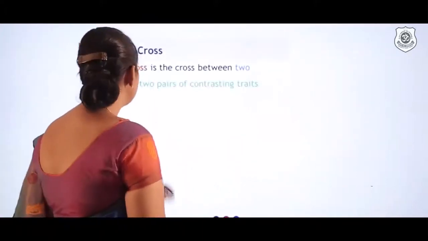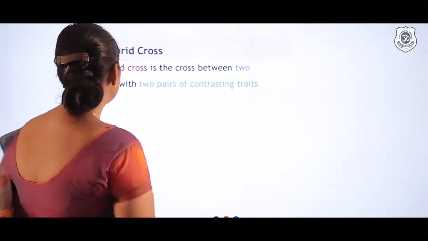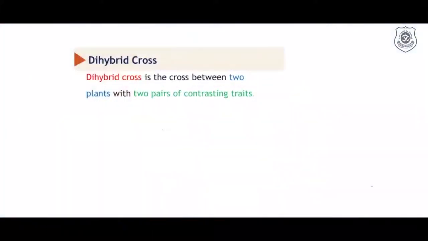Namaste children. In the previous module, we had learnt about the monohybrid cross, a cross between two parents which differed in one trait, tall or dwarf. In this module, we'll be looking into a concept called a dihybrid cross. It could be defined as the cross between two plants with two pairs of contrasting traits. Let us look at this concept with an example.